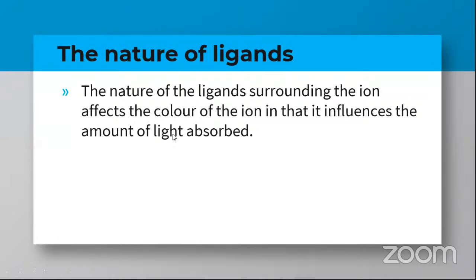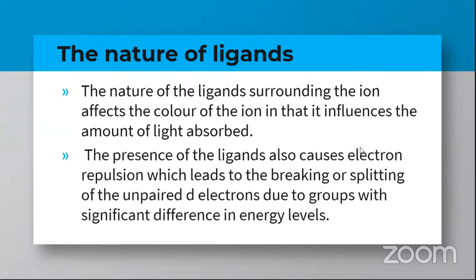So we have those ligands which are heavy, and we have those which are light. The one which is heavy is likely to absorb less light compared to the one which is smaller. And when I say heavy, I mean the big ones, and when I say light, the small ones. The presence of ligands also causes electron repulsion, which leads to the splitting of the d electrons into groups with a significant difference in energy levels. So when these electrons split, they reduce or add to the energy, and that energy also causes the change in color.